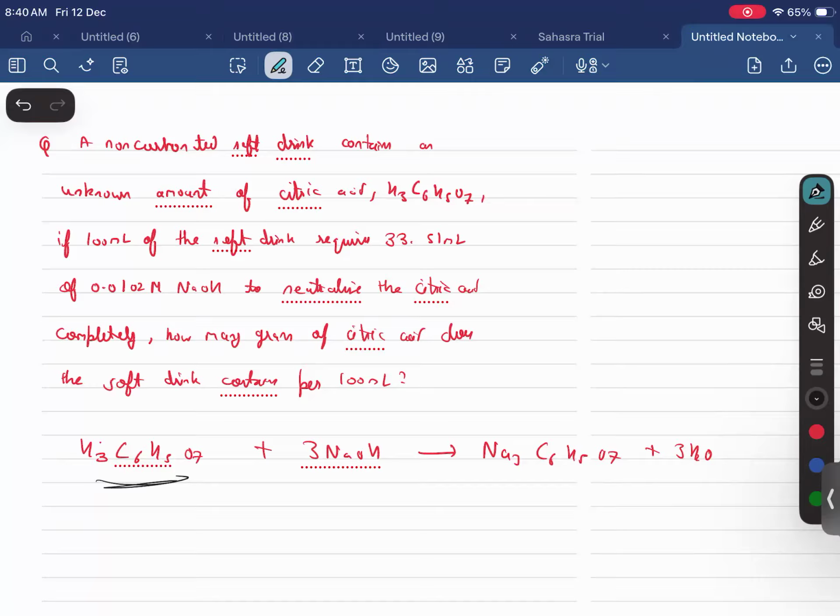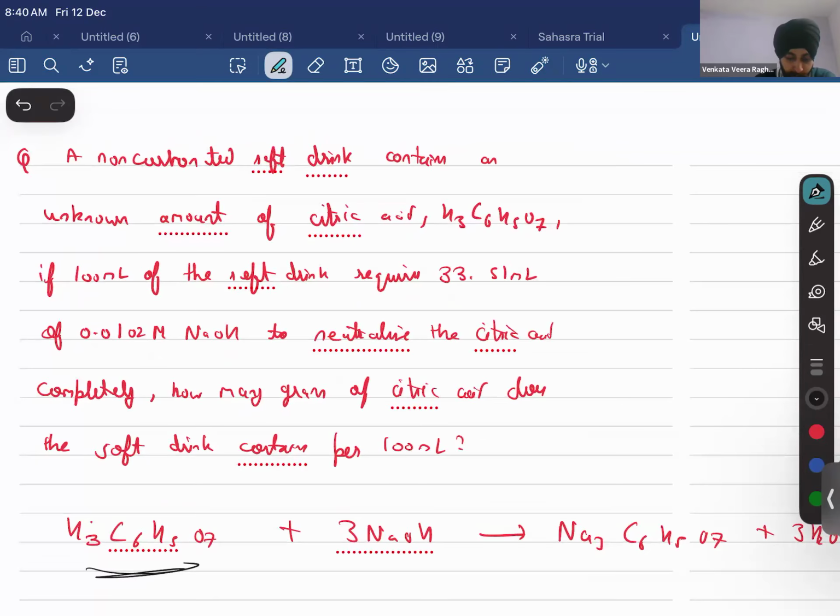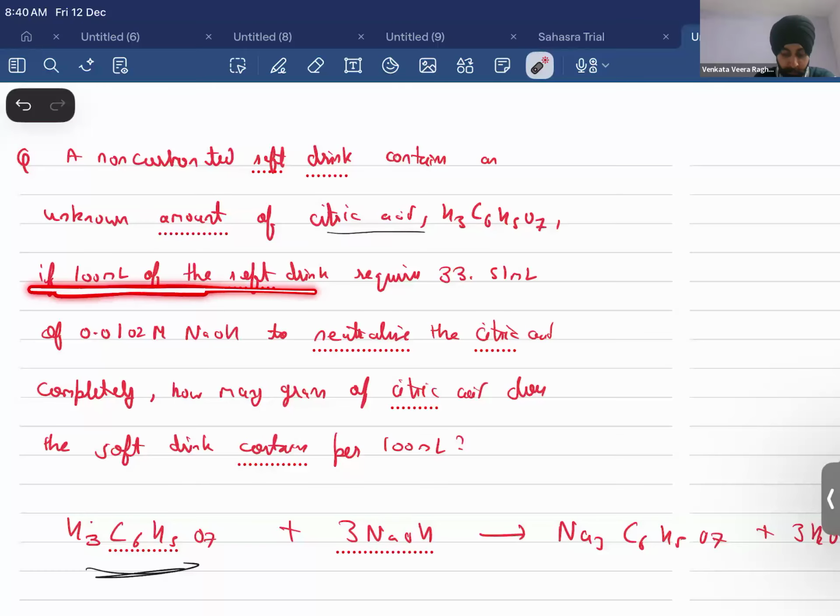Oh, see, it's the same kind of question only. A non-carbonated soft drink contains an unknown amount of citric acid. One acid is given to you. They have taken 100 ml of the soft drink, which requires 33.51 ml of 0.0102 molar solution of NaOH. So it's the same thing: one base is given to us, one acid is given to us. What is our purpose? Use the titration concept.